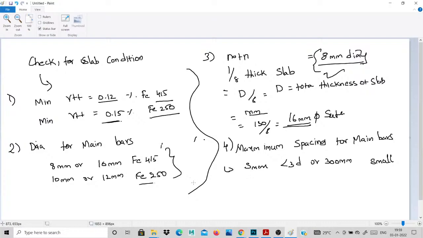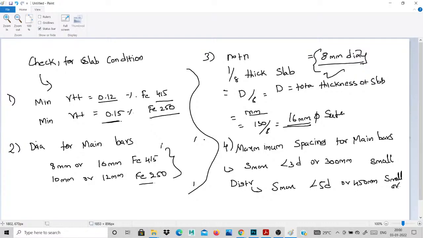Then go to distribution, with the same calculation. It is 5d or 450 mm, whichever is smaller, and you take that as the maximum spacing for your distribution reinforcement. For your main bar, 300 is the maximum, and for distribution 450 is the maximum. These are the main checks for your slabs.